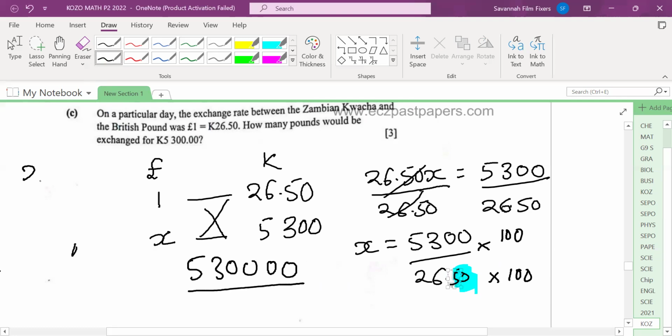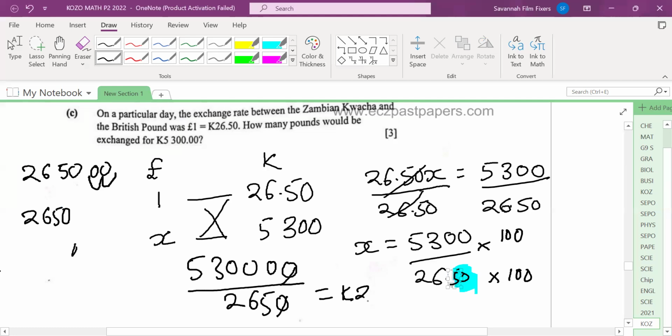And then this side here, 2650. I've ignored the decimal point, multiplied by 100, it will be 00. So it's like we're dividing 530,000 by 2,650. So at the end of the day, divide this as slowly as possible. You're going to get 200 kwacha. That's fine? Yes, it is.